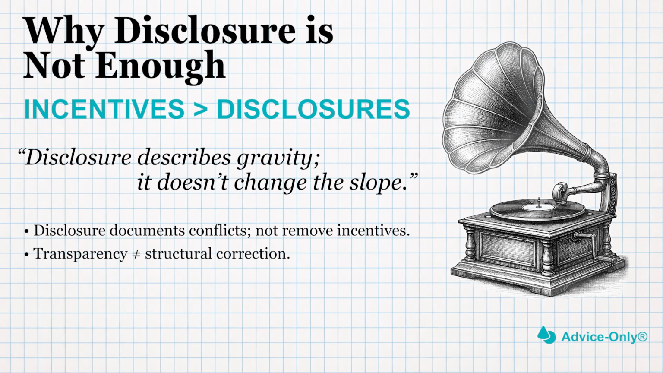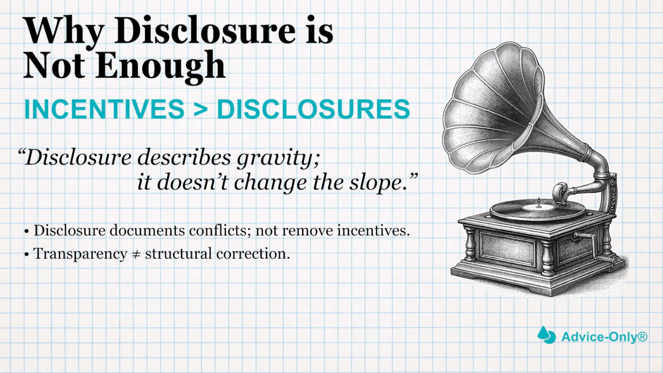A firm can disclose that it receives payments from product providers, commissions, revenue sharing, or other forms of compensation. But that does not change the fact that those payments still influence what gets recommended, what gets featured in presentations, and what gets described as suitable or appropriate for clients. This is why regulators keep bringing enforcement actions against firms that technically disclose their conflicts but still misled clients about how advice was shaped.